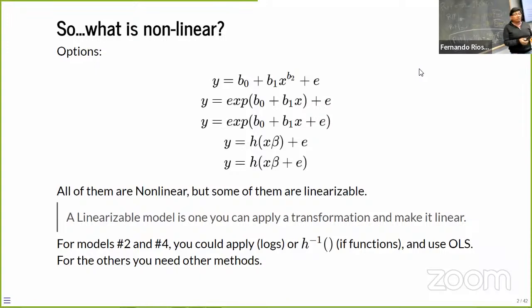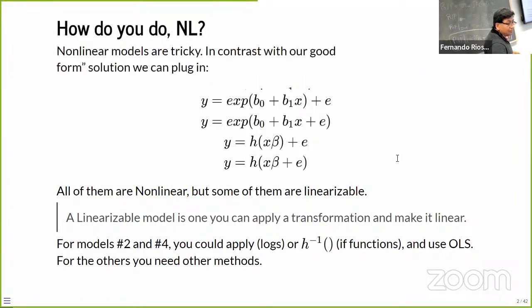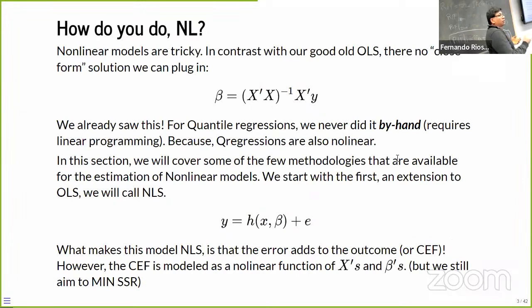So how do we estimate those models? So how do you do nonlinear regressions? Again, nonlinear is going to be tricky because in contrast with our good old OLS regression, there is no closed form solution to the model. So there is no easy way to say betas are going to be equal to x transpose x inverse times x transpose y. There is nothing like that. There's going to be something similar, but not exactly.